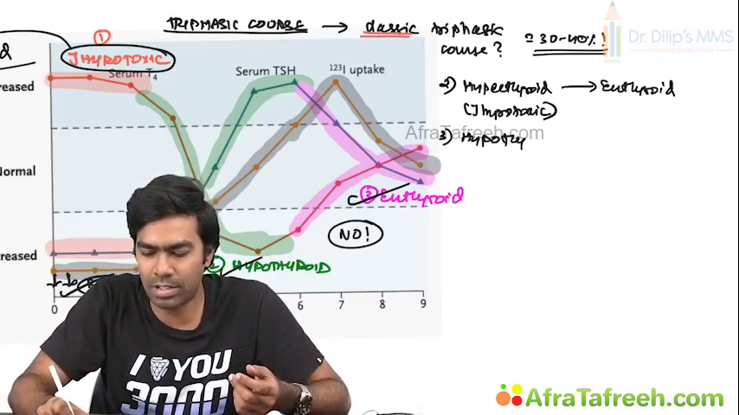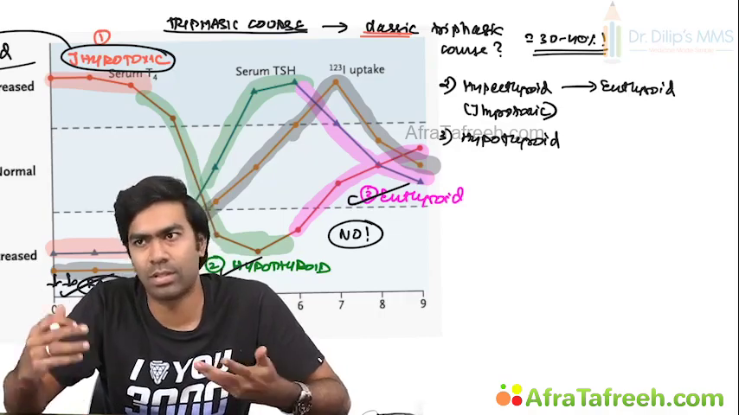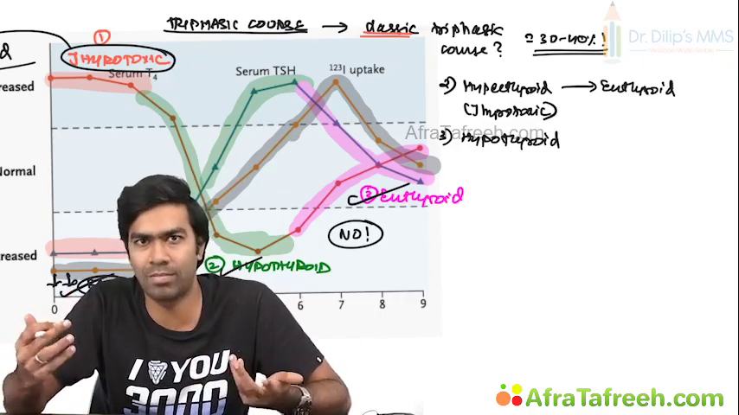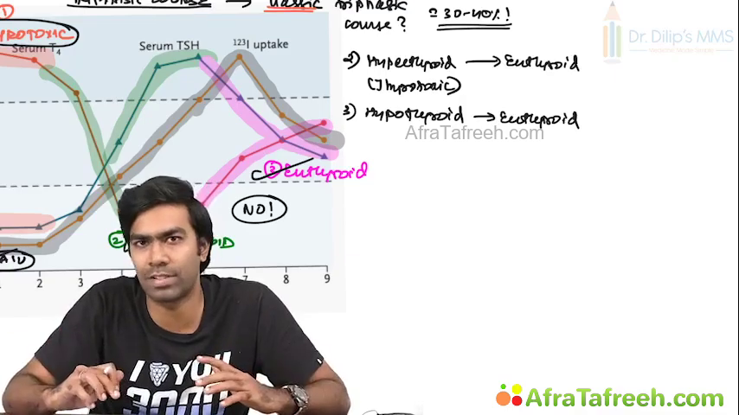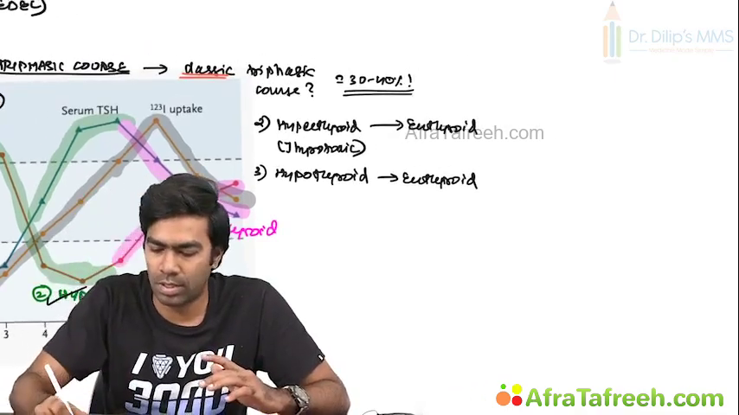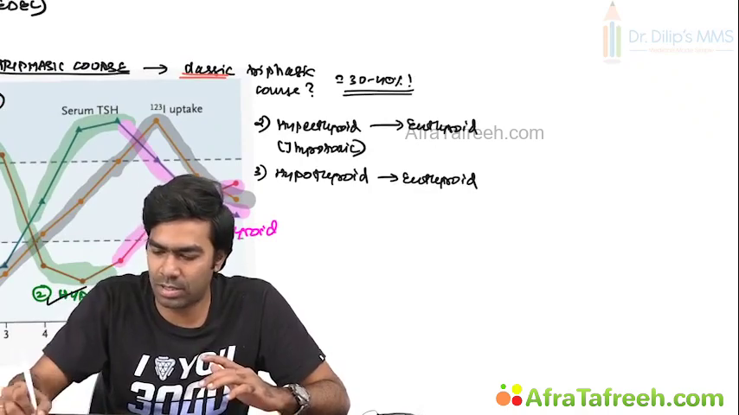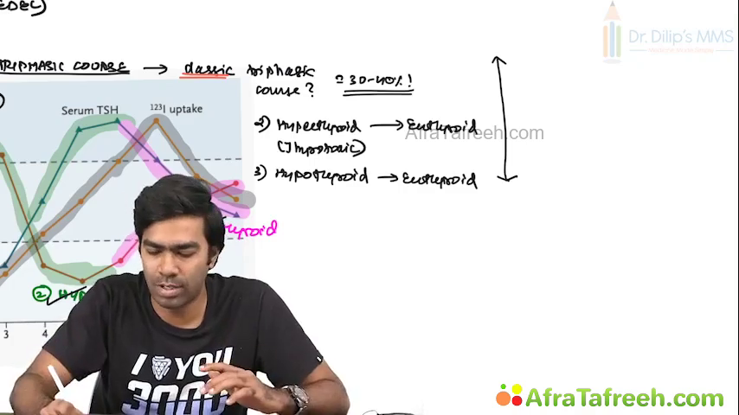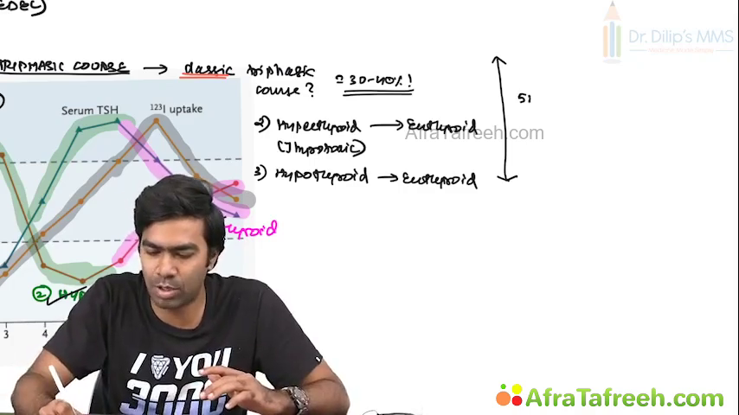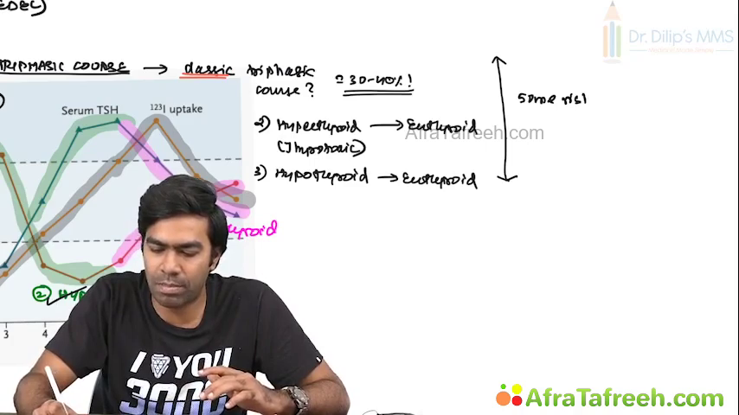And there are certain patients who don't present with a thyrotoxic phase at all. They directly come with the hypothyroid phase and they straight away become euthyroid, and they don't have a thyrotoxic phase at all. And it's not a must that all the patients should become euthyroid. There is some risk of permanent hypothyroidism also.